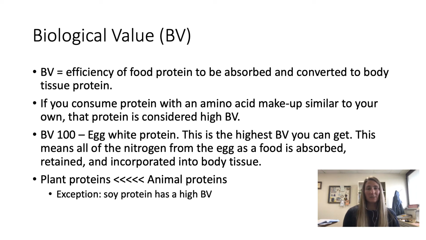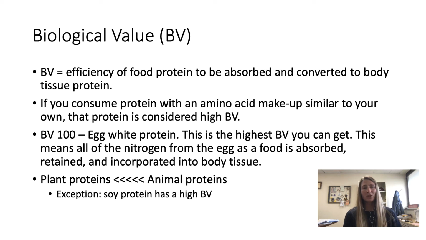The BV scale is from 0 to 100. Egg white protein is the 100. It's the gold standard for biological value. Almost all of the amino acids in egg whites will be absorbed in our small intestine and utilized for body tissue. So we can grow muscles, we can continue to regenerate skin cells if we eat high biological value foods such as eggs. If we think about animal proteins, beef I believe is around the 80 to 85 mark. So still high, but not quite as high as 100.